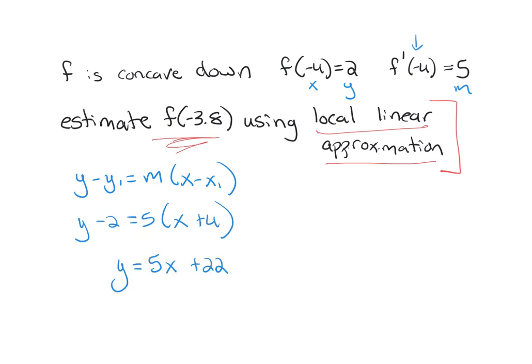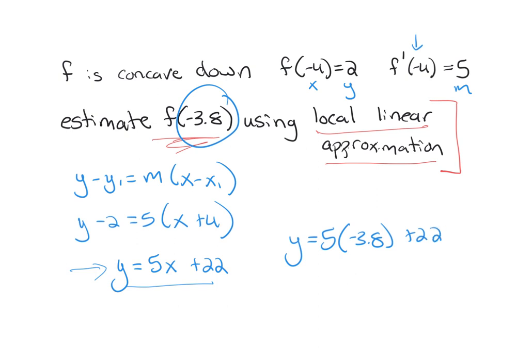So I converted that to slope-intercept form, and then we are going to use our tangent equation and plug in negative 3.8. So 5 times negative 3.8 plus 22. So you should get that y equals 3. And because this function was concave down, it is an overestimate.